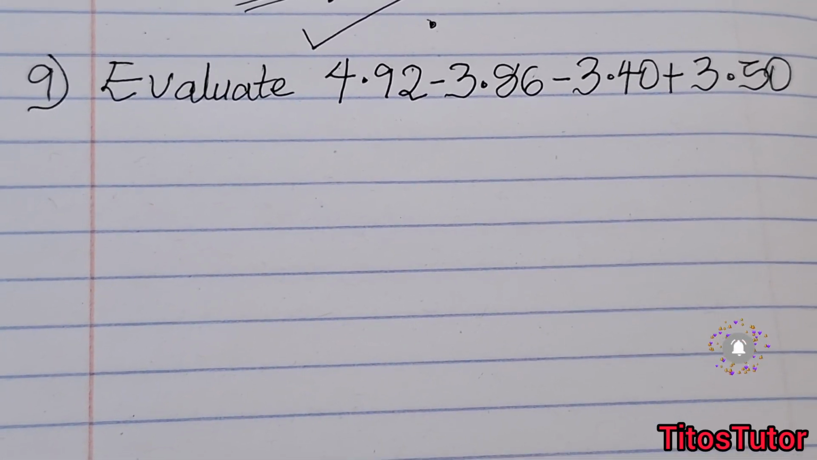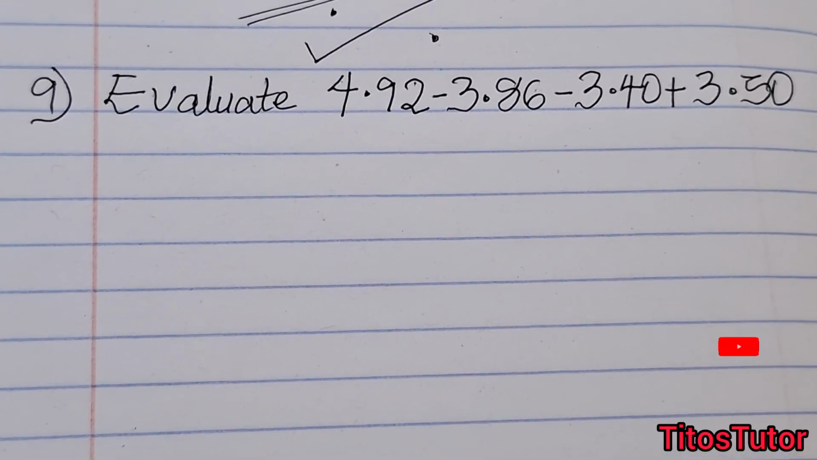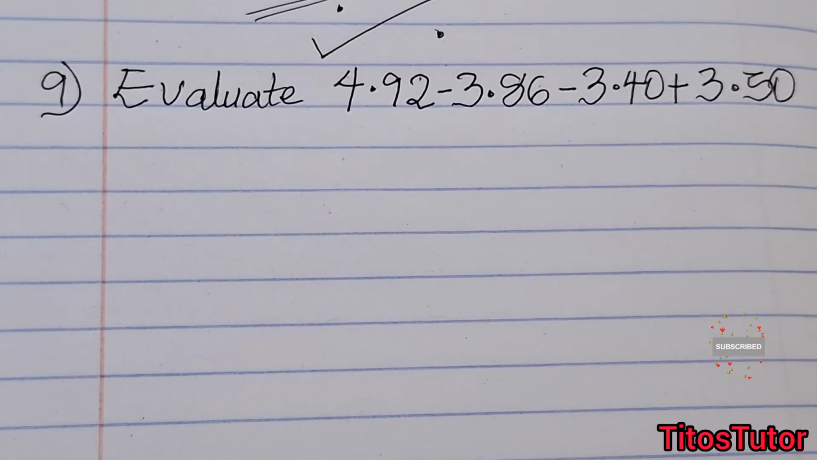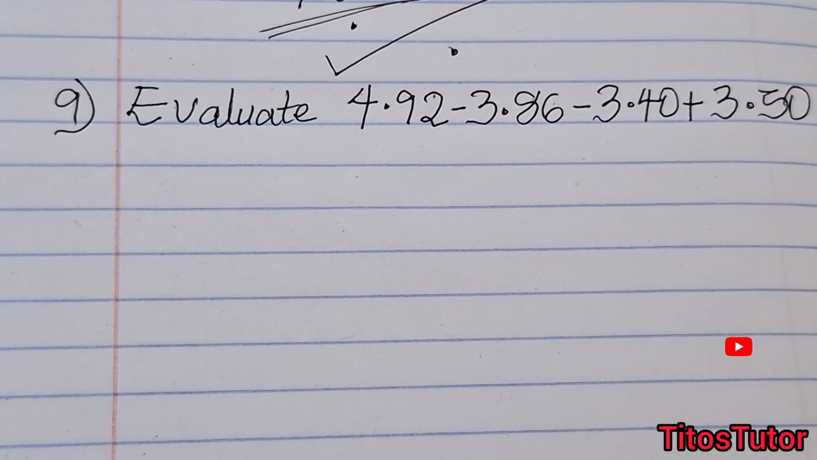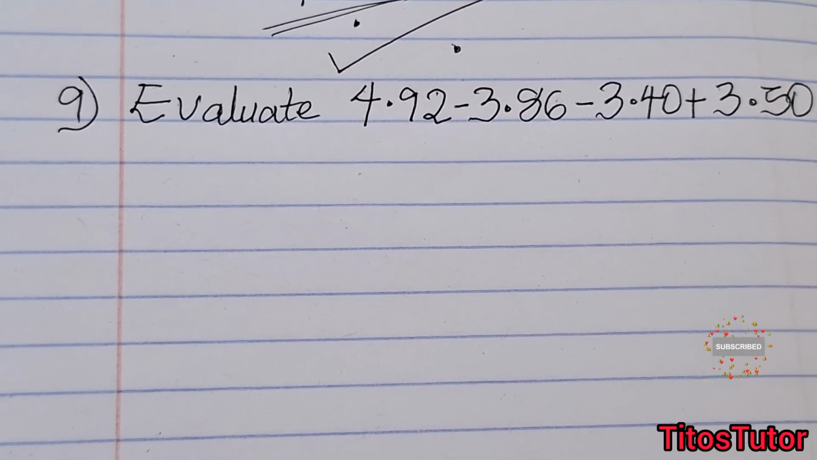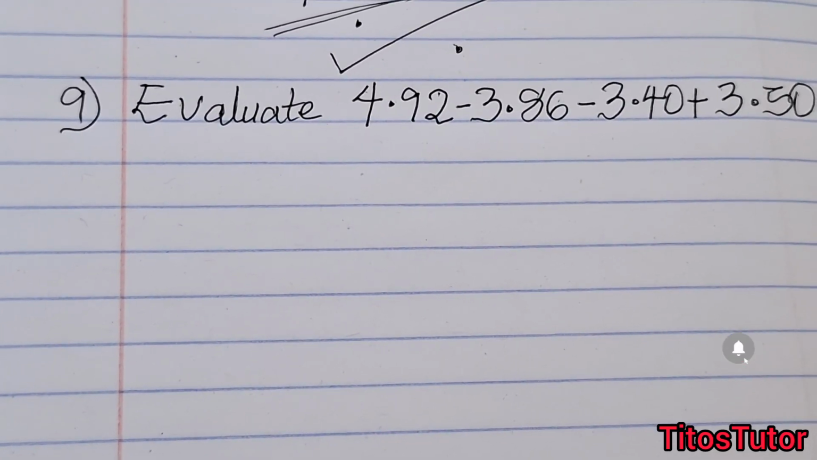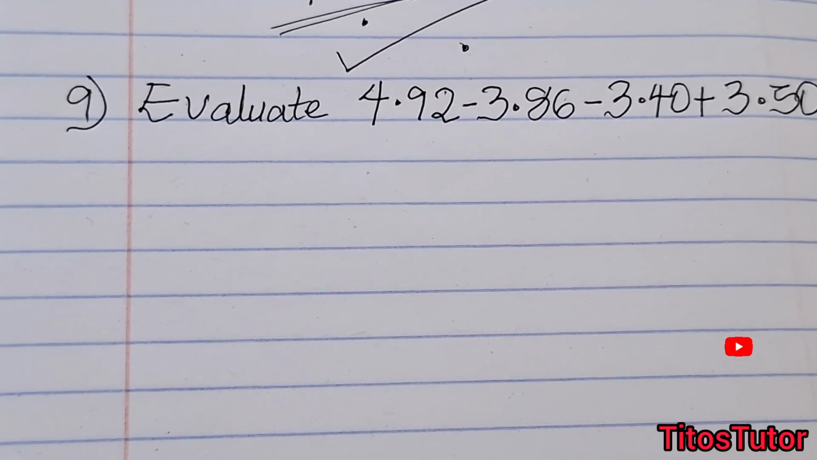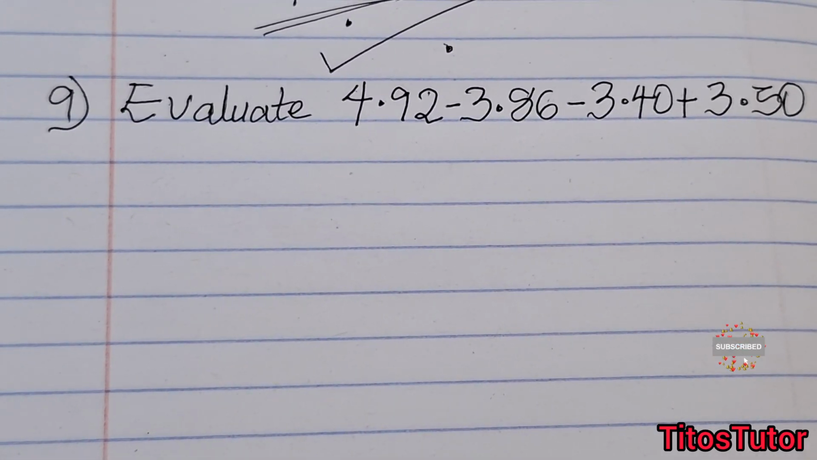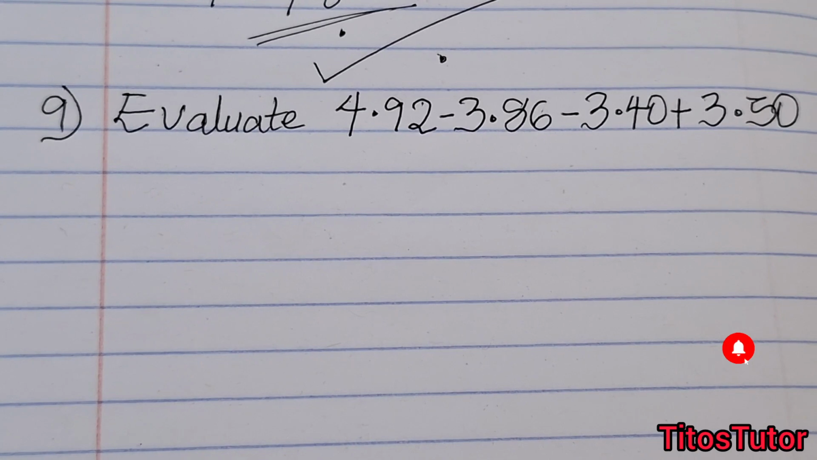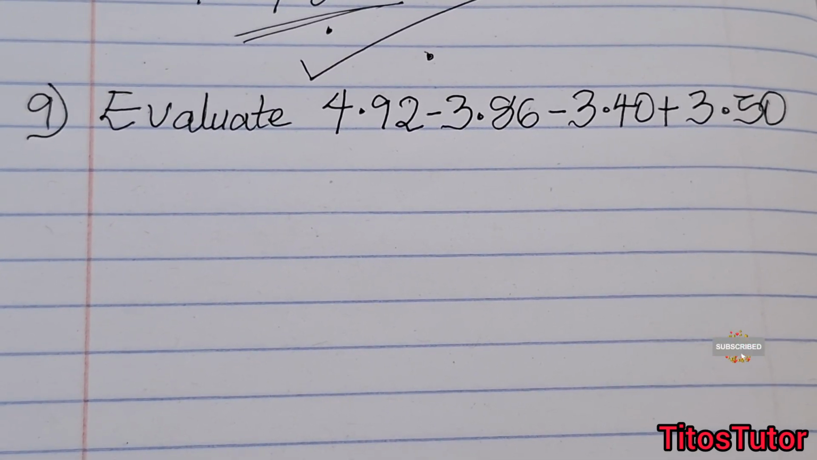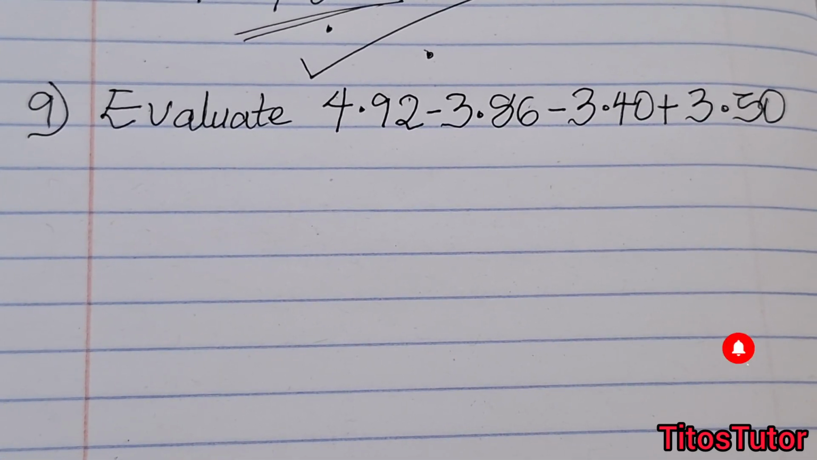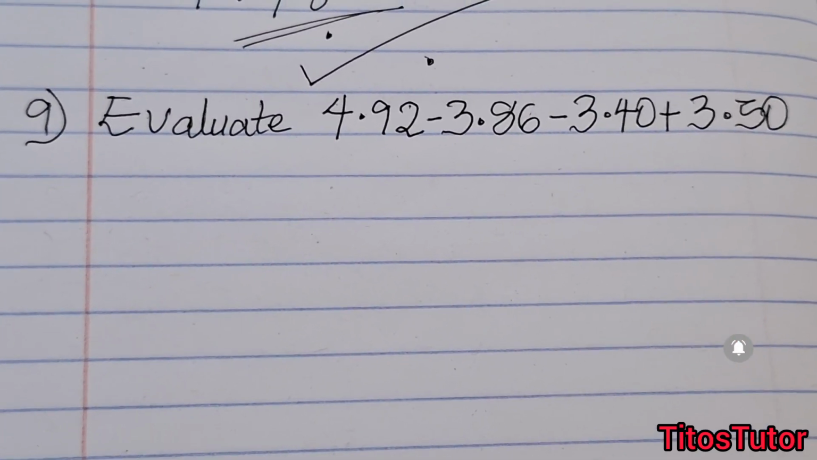Here is our number 9. It says evaluate 4.92 minus 3.86 minus 3.40 plus 3.50. And I tell my students, anytime you see any sum that has more than one basic operation, you use BODMAS, BIDMAS, or PEDMAS as the case may be.